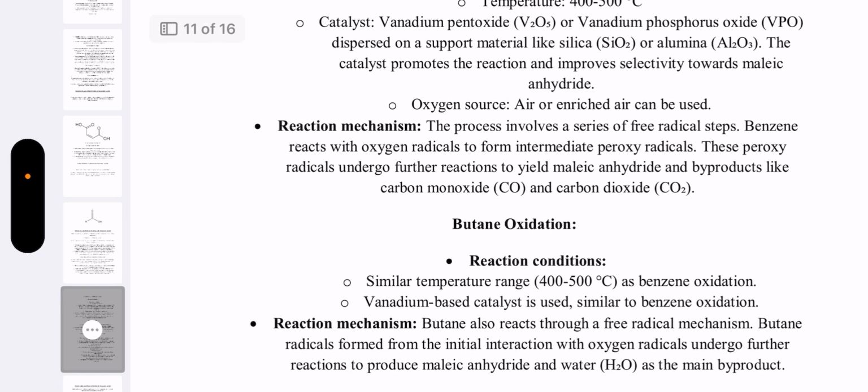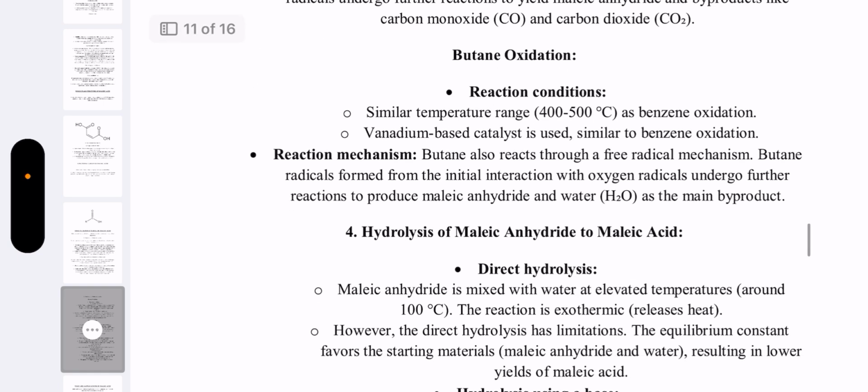Reaction mechanism. The process involves a series of free radical steps. Benzene reacts with oxygen radicals to form intermediate peroxide radicals. These peroxide radicals undergo further reaction to yield maleic anhydride and byproducts like carbon monoxide and carbon dioxide.